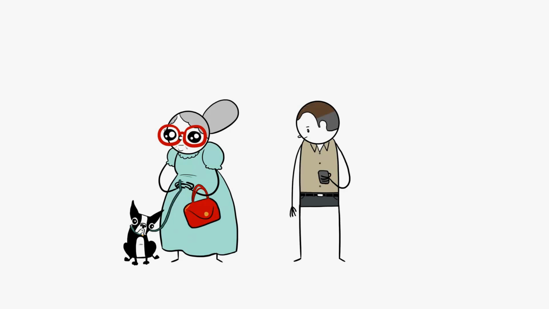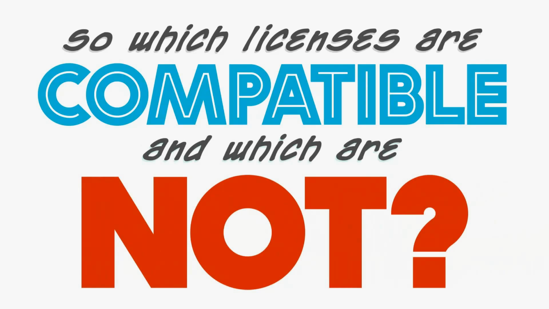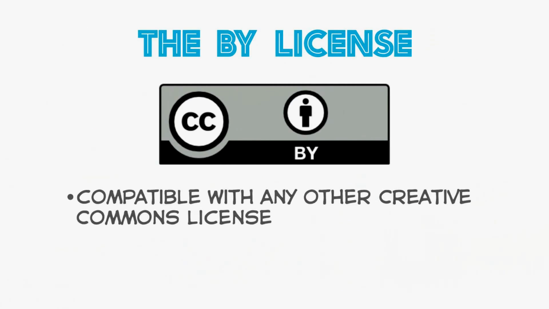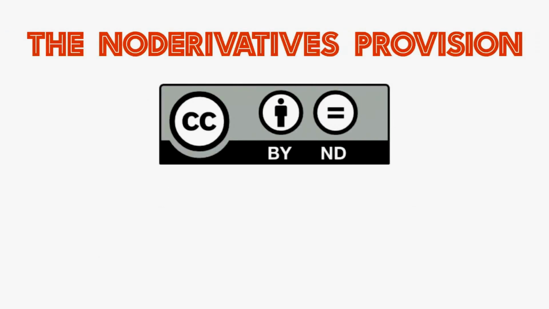So which licenses are compatible and which are not? The BY license is compatible with any other Creative Commons license, so you can use it with attribution, of course, any way you like. Sometimes the BY license has the No Derivatives or ND provision.